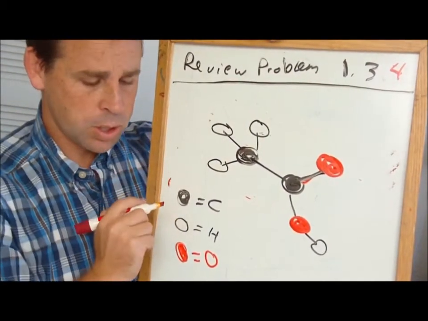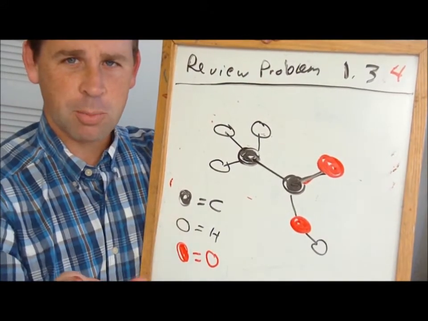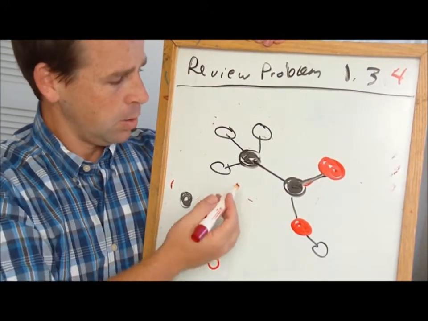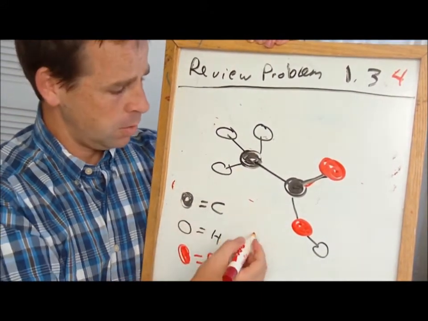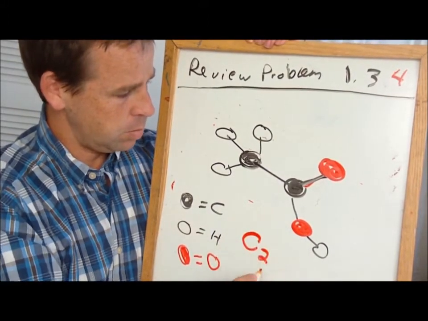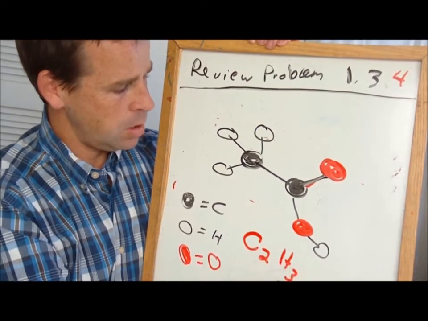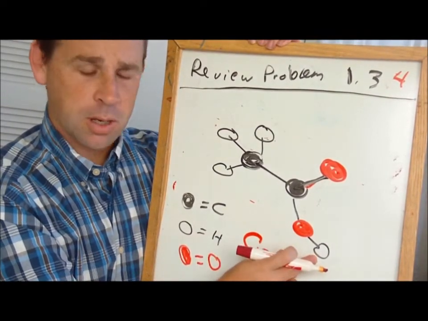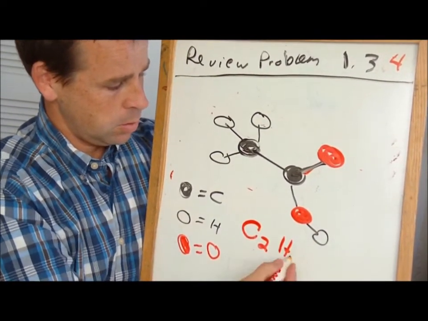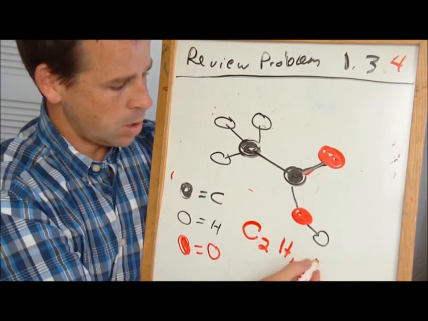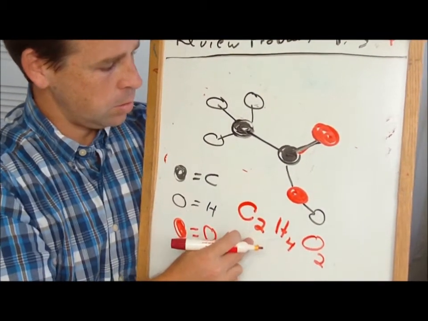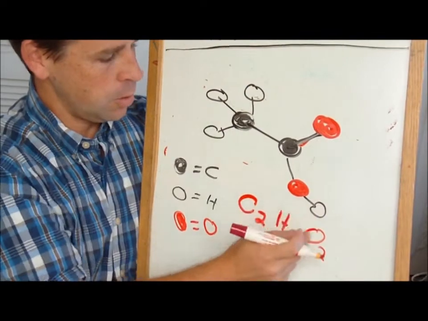All right, so the question is, what's the chemical formula for this compound? Well, we have 2 carbons, C2, 3 hydrogens, H3, but there's another hydrogen there, so H4, and 2 oxygens, O2. C2H4O2.